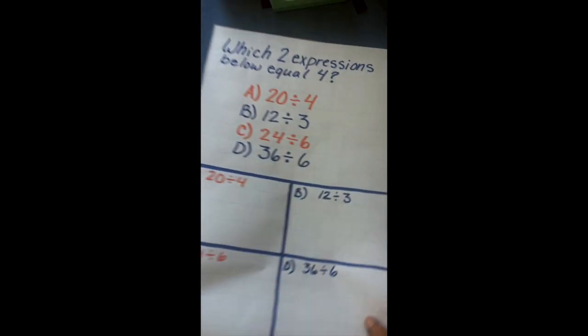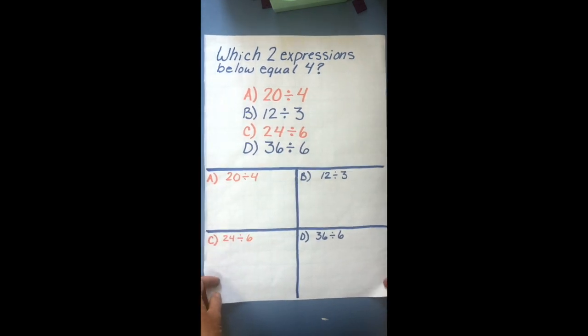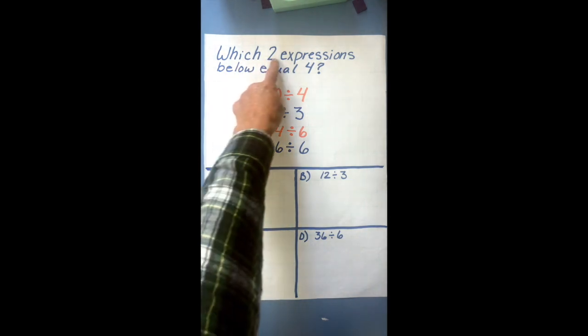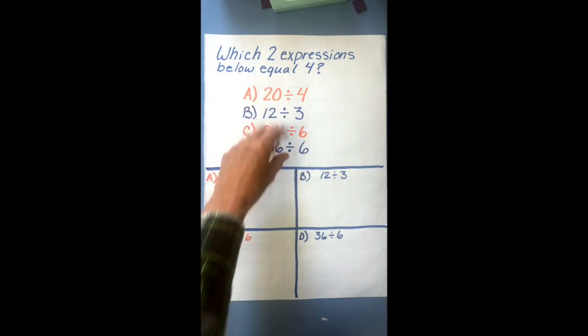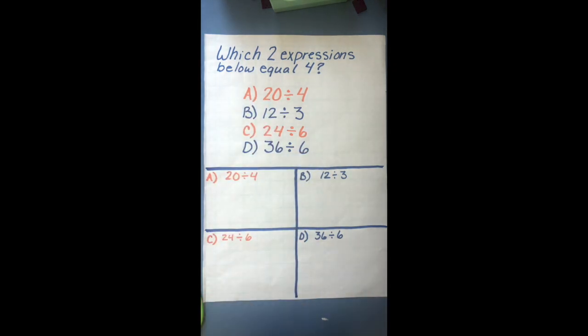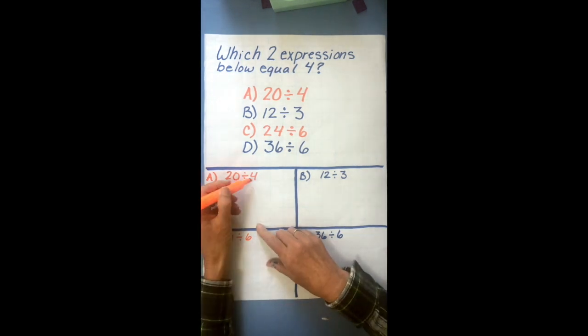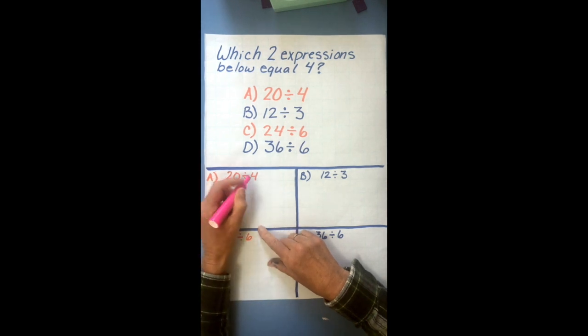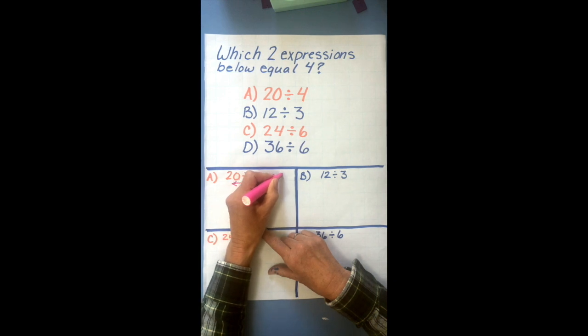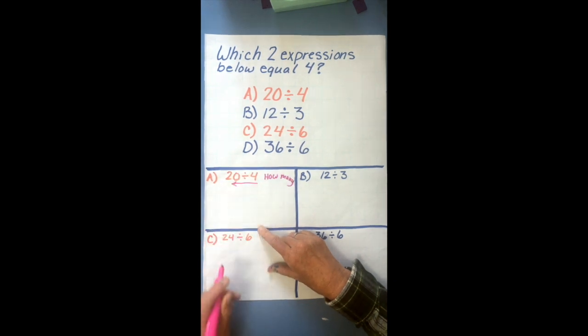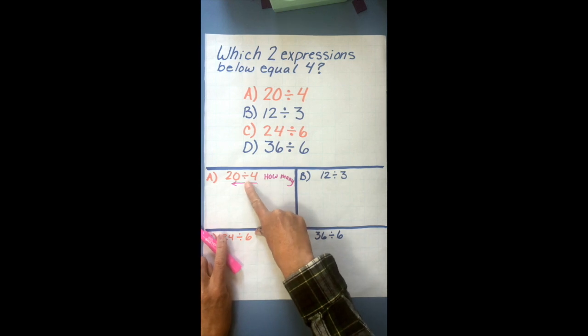Again, this is increasing difficulty. The next one says, which 2 expressions below equal 4? Well, I could do this in my head, but again, I'm going to do it on paper because I like to show my work, and I think you should too. So I know when I'm doing this kind of problem, I always go backwards, and I'm asking how many. So I ask how many 4s are in 20.